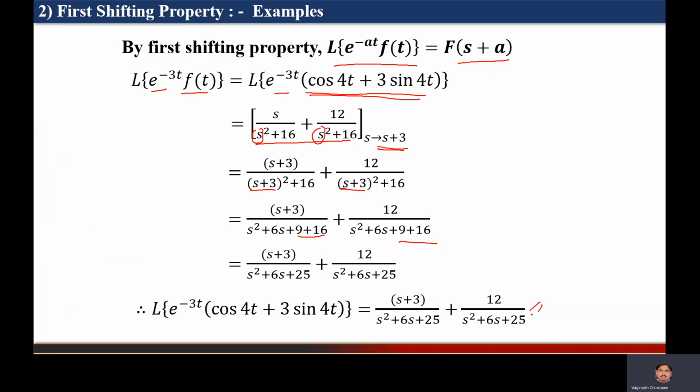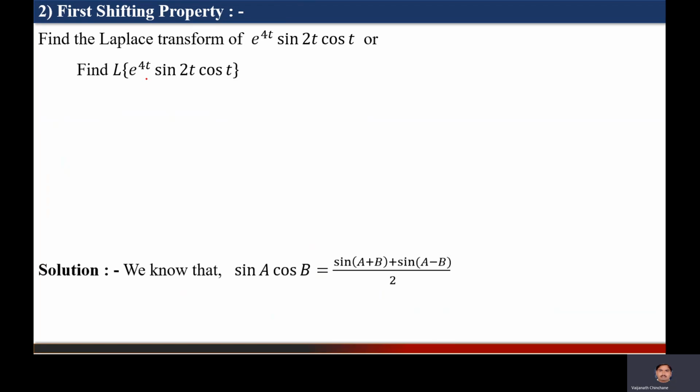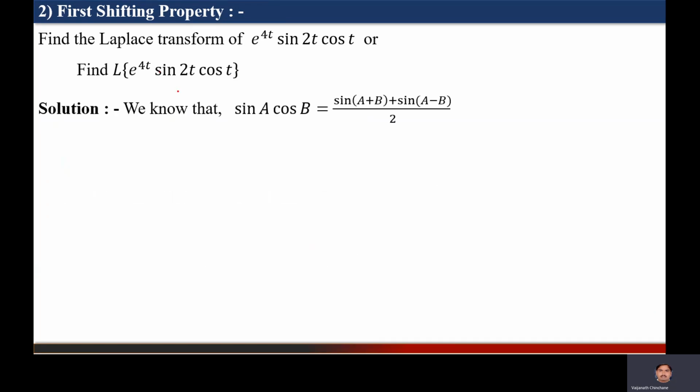Now we see the last example of this first shifting property, that is e raised to 4t sin 2t cos t. Find L of this term. So first of all, find the Laplace of sin 2t cos t. But remember, this is a trigonometric product, we can't find the Laplace directly. First of all, we know that sin A into cos B is equal to sin of A plus B plus sin of A minus B, divided by 2.